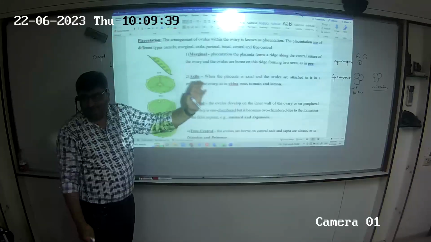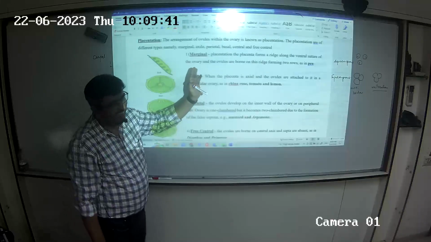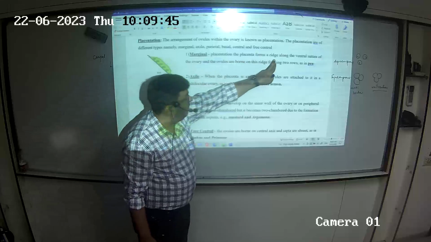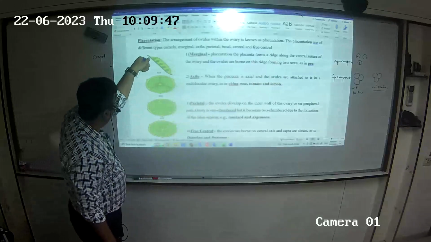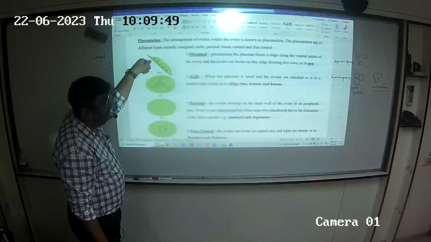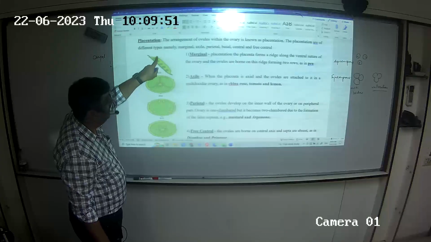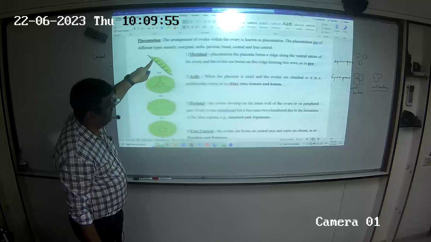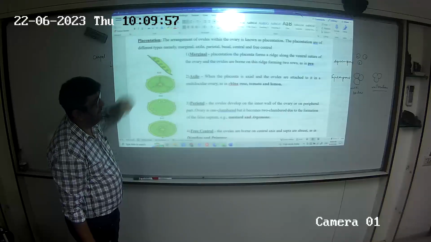This is stem, this is root, right? Okay, marginal placentation. So the placenta forms a ridge. This is the ridge, a thickness on the ventral surface. This is the ventral, this is the dorsal. And the ovules are born on this ridge. So the placenta is here.